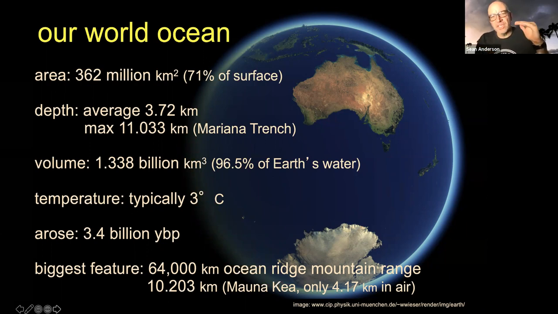So the global ocean is deep on average. The global ocean is also very cold on average. The average temperature of the Earth's ocean, our global ocean, is 3 degrees Celsius. So just a little bit above freezing. Most of the water is dark, deep, and cold.